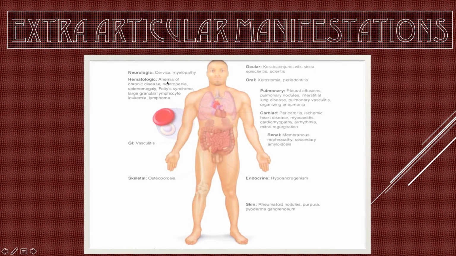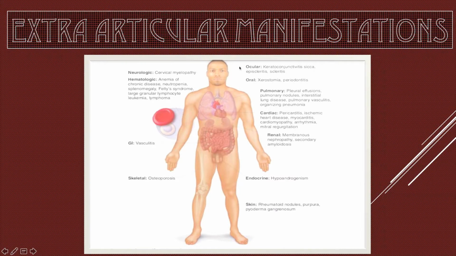Hematologic diseases like anemia of chronic disease or anemia of inflammation. Nowadays it is called anemia of inflammation. Splenomegaly, neutropenia, lymphoma, leukemia, GI vasculitis, where the blood vessels become inflamed. Then osteoporosis, bone, endocrine hypoandrogenism, which means the glands reduce, leading to reduced production of testosterone. Then skin: rheumatoid nodules or purpura, specific skin conditions.